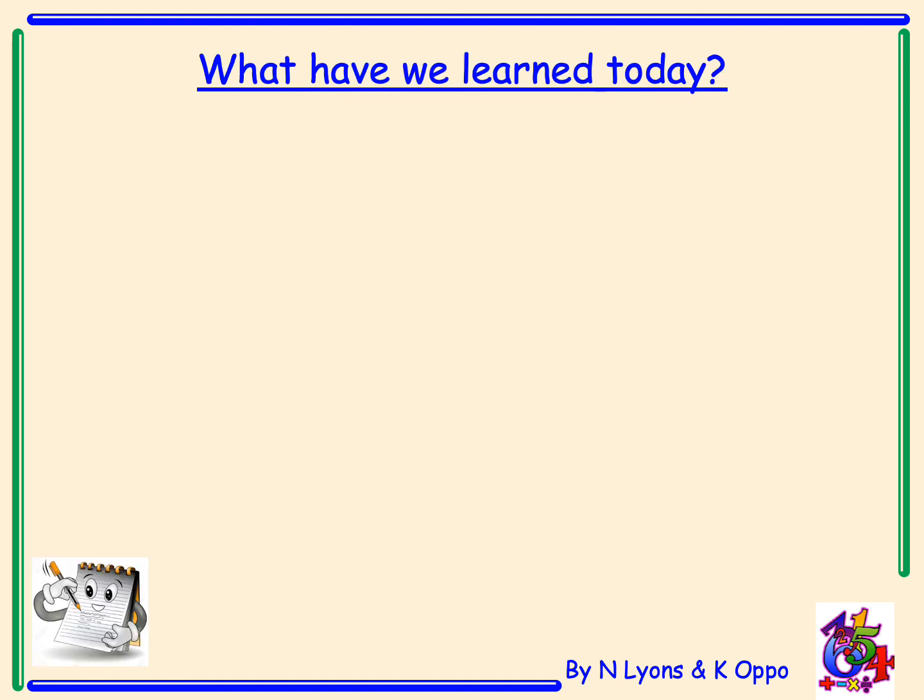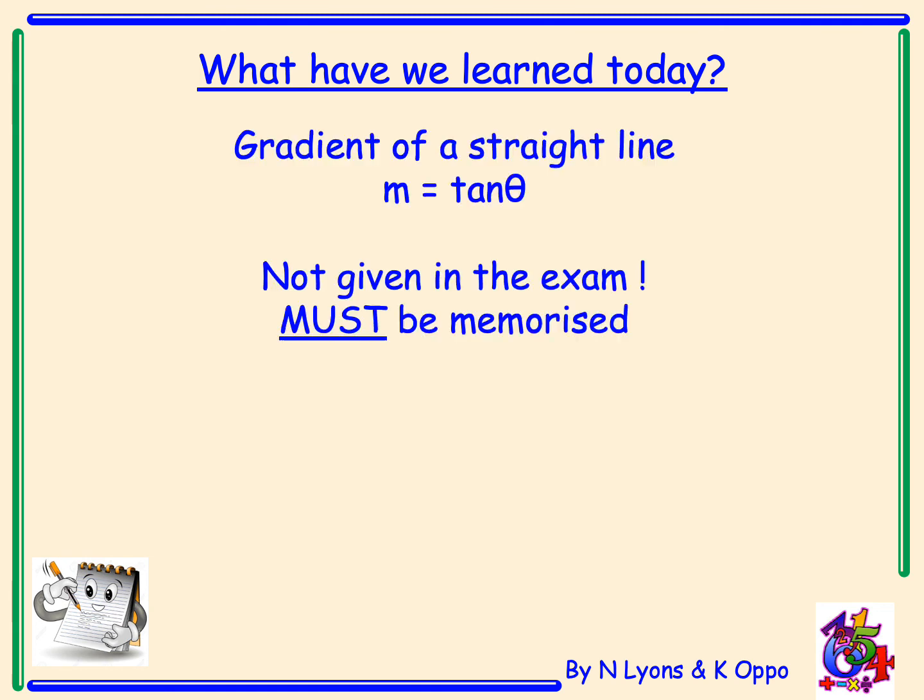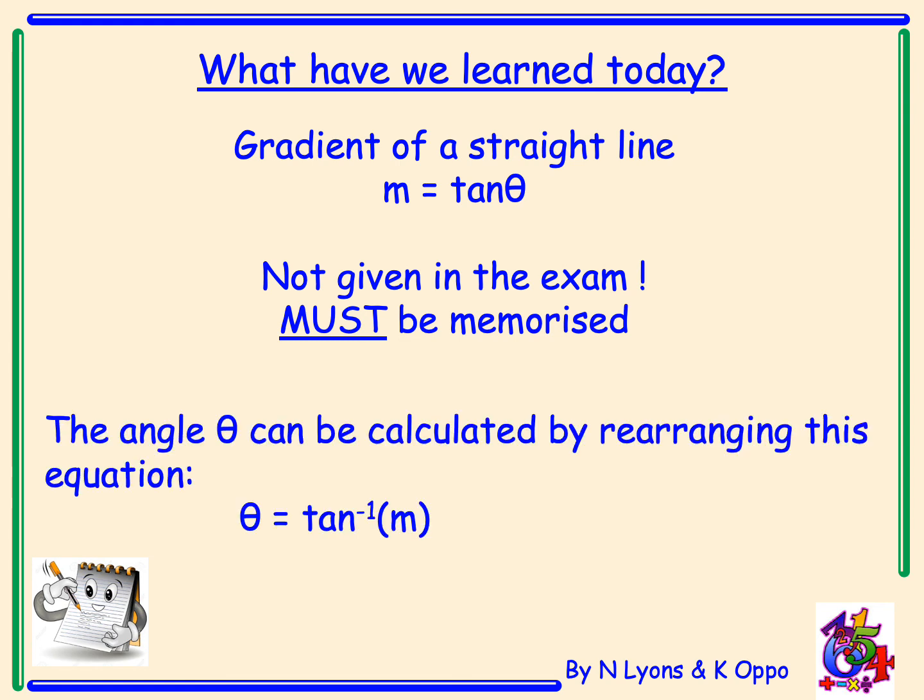So what have we learned today? The gradient of a straight line, m equals tan theta. This equation is not given in the exam and it must be memorised. The angle theta can be calculated by rearranging this equation. Theta equals the inverse tan of the gradient m.